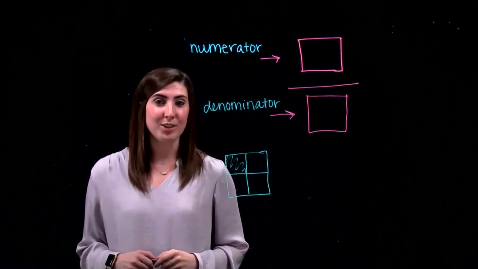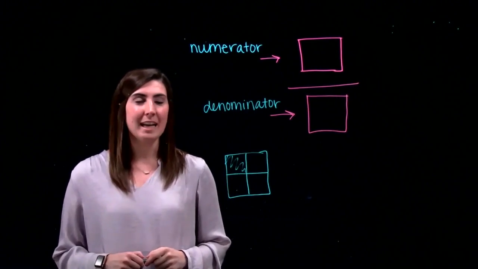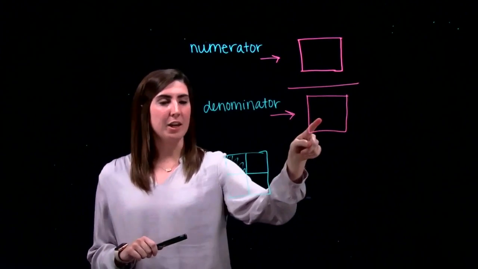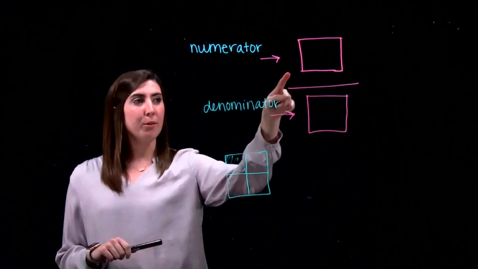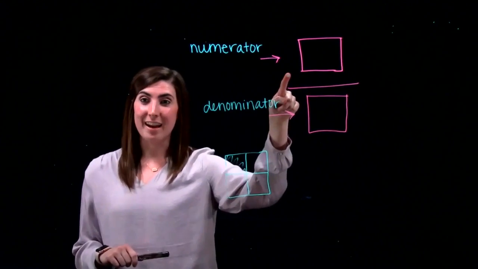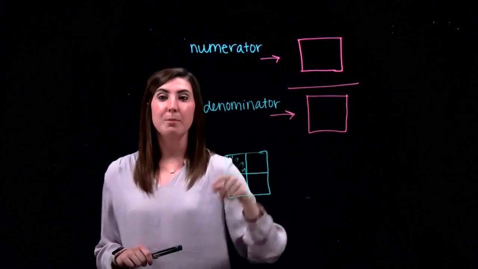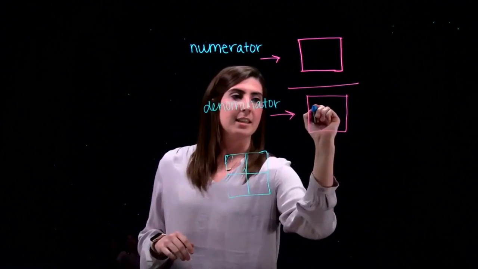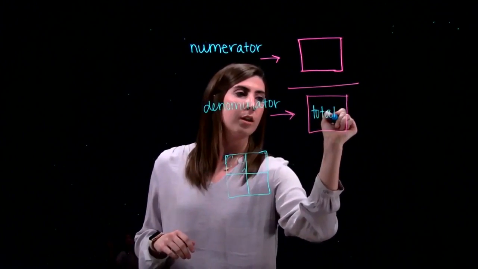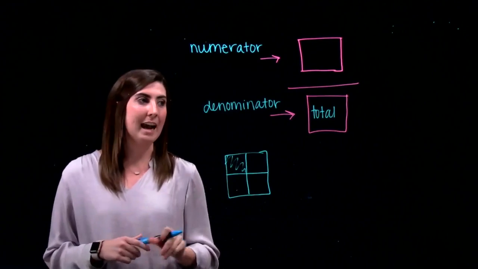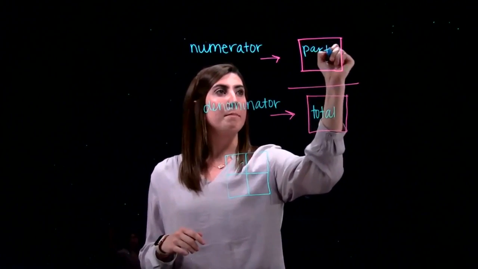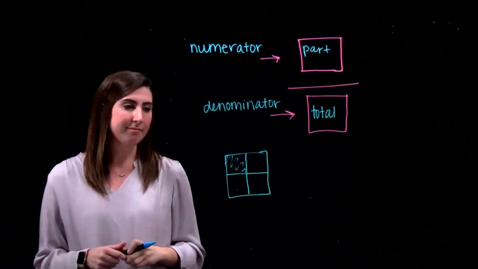There are two different parts to the fraction. The first part is known as the numerator. The second part is known as the denominator. The numerator is above the fraction line, and the denominator is below the fraction line. The denominator tells us the total or whole amount that we are looking at, and the numerator shows us the parts or the pieces that we're looking at.